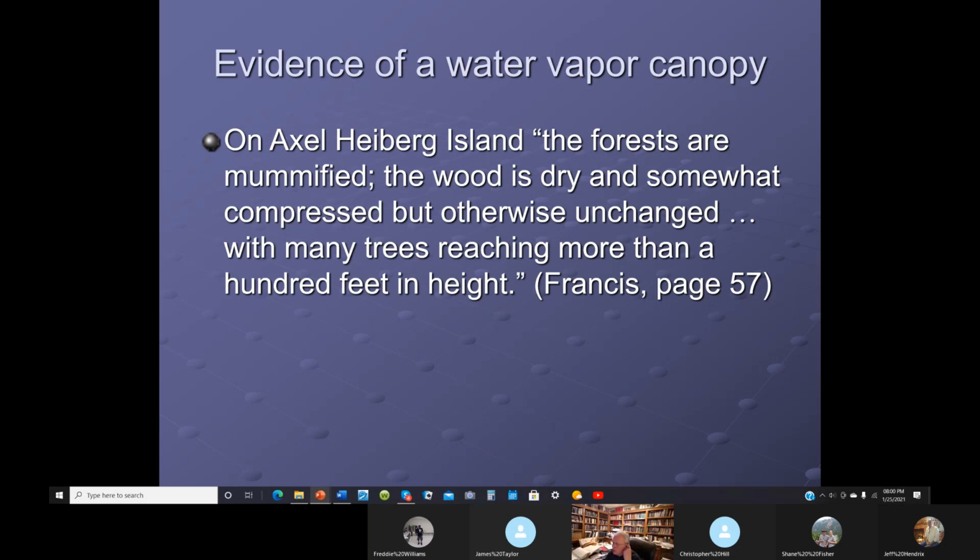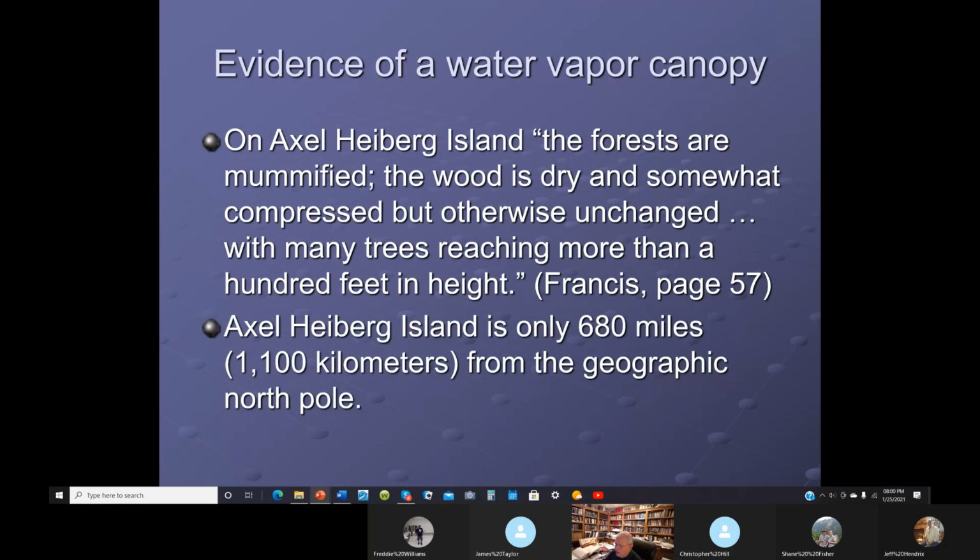Now here's what happens. These forests are mummified probably through sublimation. The wood is dry and somewhat compressed, but otherwise unchanged. Now, the compressing of the wood, I believe, we're going to explain later. But the dryness of the wood, if it was extremely cold, it could sublimate, like freezer burn, what we call freezer burn. Otherwise, many trees reach more than 100 feet in length. So these trees were 100 feet tall up in what is now the tundra, up in Axel Heiberg Island, which is up in the Arctic Ocean. 100-foot-tall trees. That's a pretty tall tree.